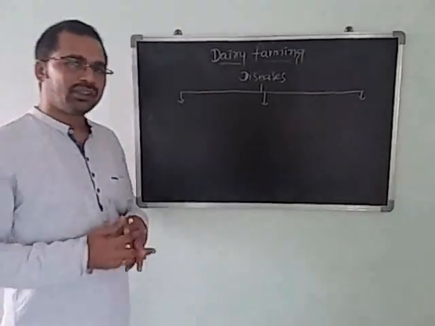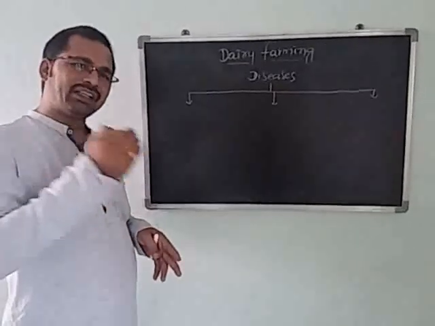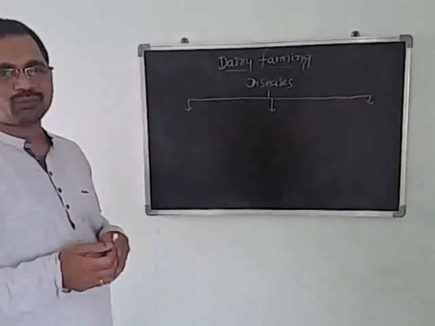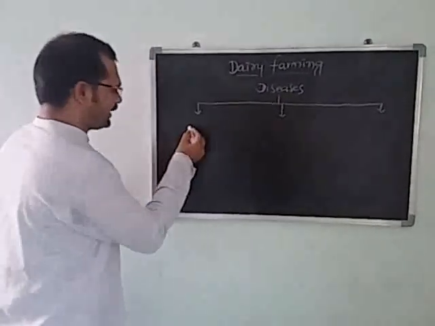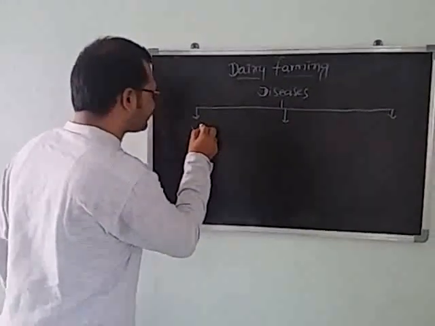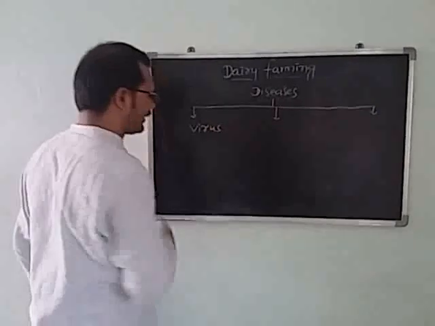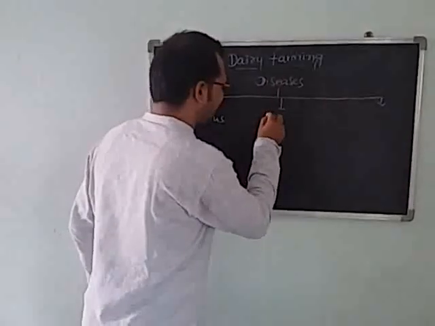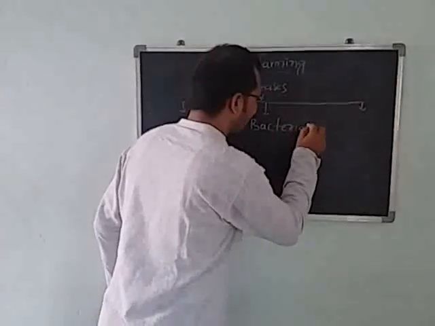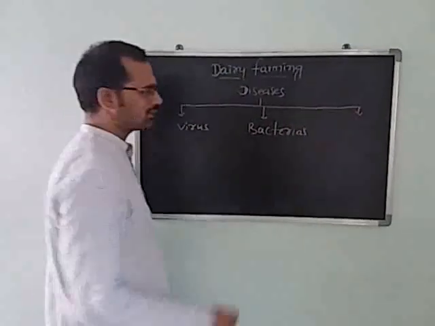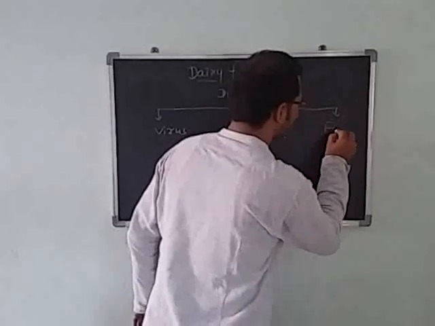Now, what diseases commonly affect the cattle? What microbes affect the cattle? One is virus, second is bacteria, third is fungi.